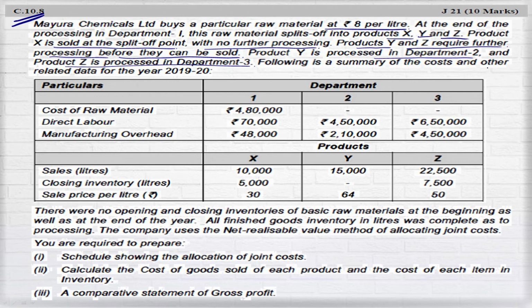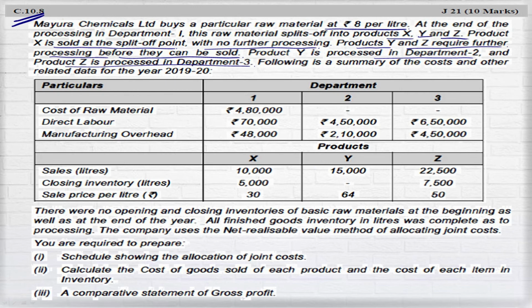Following is the summary of the cost and other related data for the year ended 2019-20. Cost of raw material, it will always be in department 1 only, 4,80,000. Direct labor 70,000. Manufacturing overhead 48,000. Department 2 cost is given. See, in department 2 there is no raw material cost, because raw material is not used in department 2 and 3. It is only used in department 1.